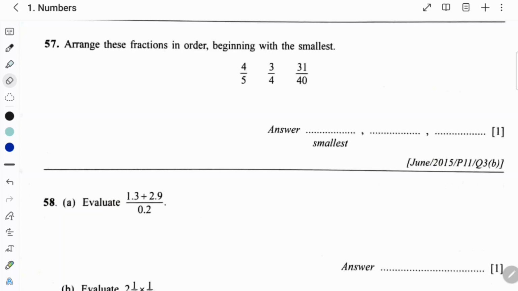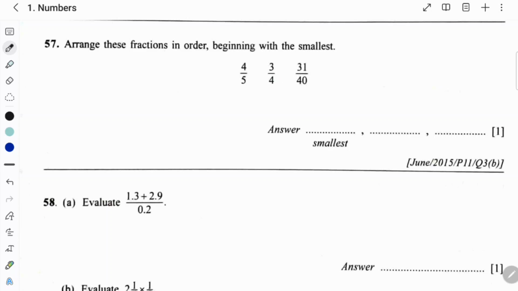Arrange the fractions in order beginning with the smallest. All three fractions. Okay, so you can write all of them with the same denominator, or you can also change them into decimals. It's up to you. As you can see in this question, 4 over 5, we know that it is 0.8, and 3 upon 4 is 0.75, and 31 over 40 you'll also have to do. Or you can make all of them have the denominator 40. So it's up to you. You know the decimal division as well. We are continuously doing it in this worksheet.